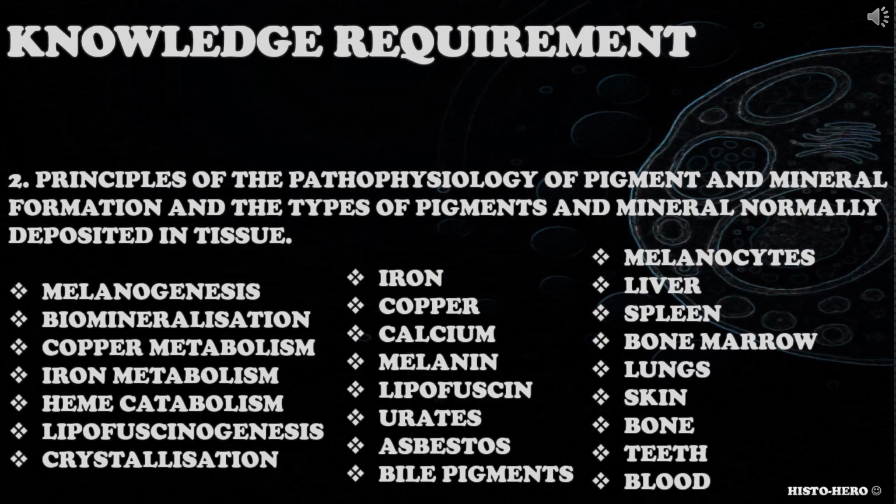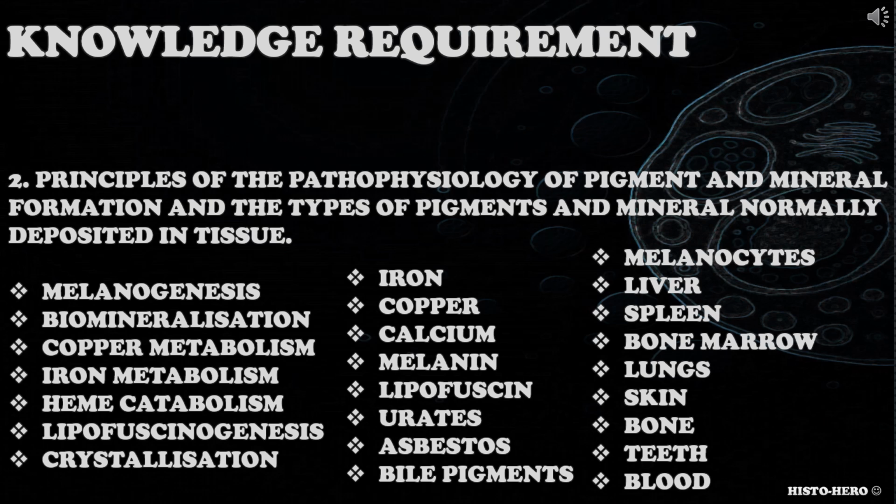The second knowledge requirement is for you to know the principles of the pathophysiology of pigment and mineral formation and the types of pigments and minerals normally deposited in tissue. How do pigments and minerals form in the human body? In which tissue would you normally find them deposited? What is the pathophysiology of pigment and mineral formation? Consider pigments and minerals like iron, copper, calcium, melanin, lipofuscin, urates, asbestos, bile pigments.